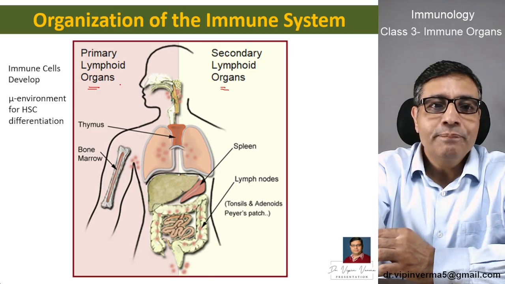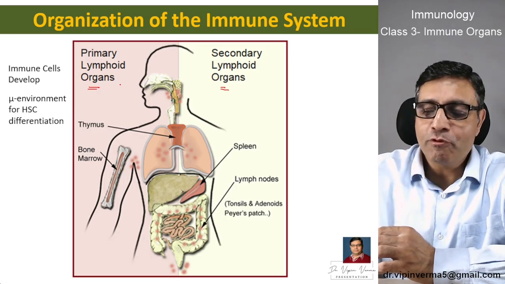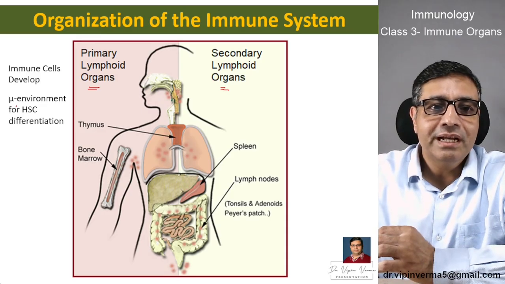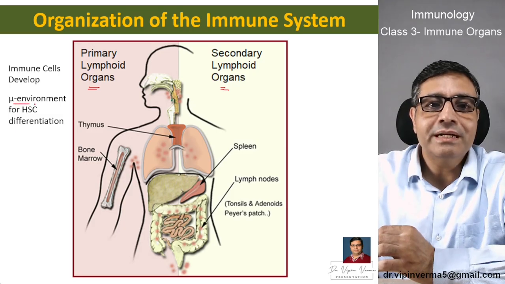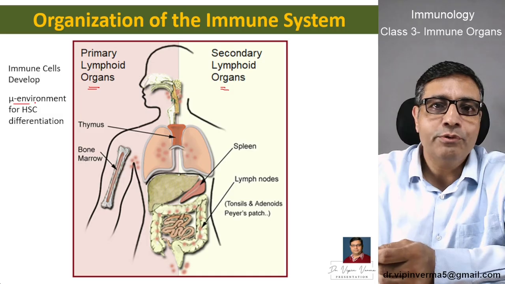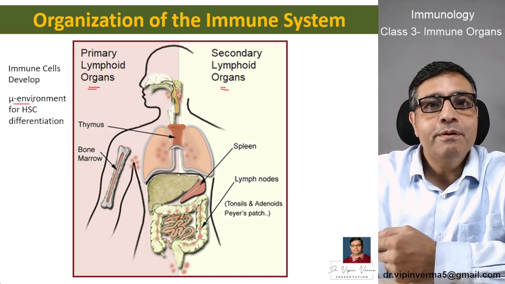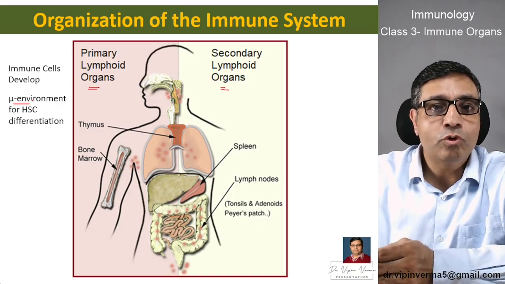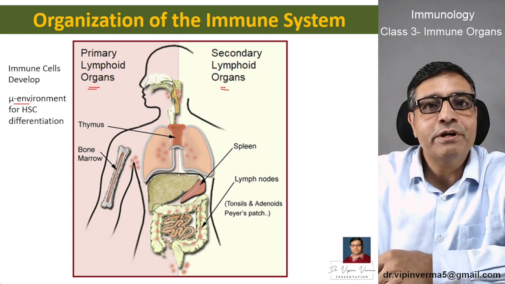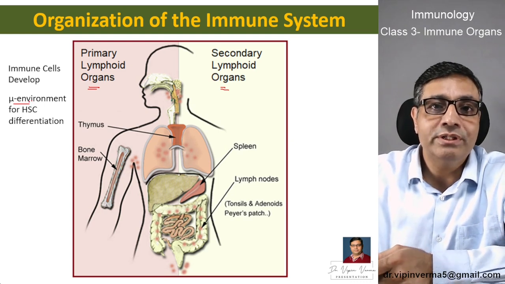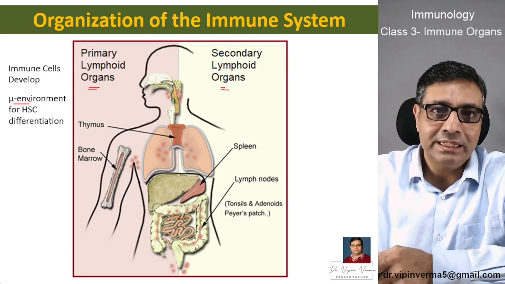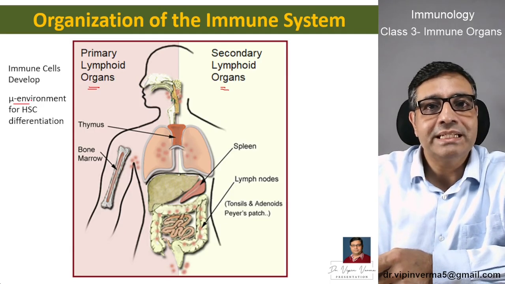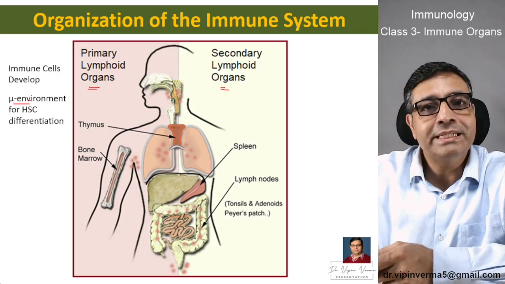Okay, so these primary lymphoid organs provide the microenvironment. Now, what is a microenvironment? You can understand it as a kind of environment where you supply all sorts of required growth factors, all sorts of required transcription factors for the upregulation or the downregulation of the required genes, as well as the supporting cells which will guide these cells to develop into potent immune cells.